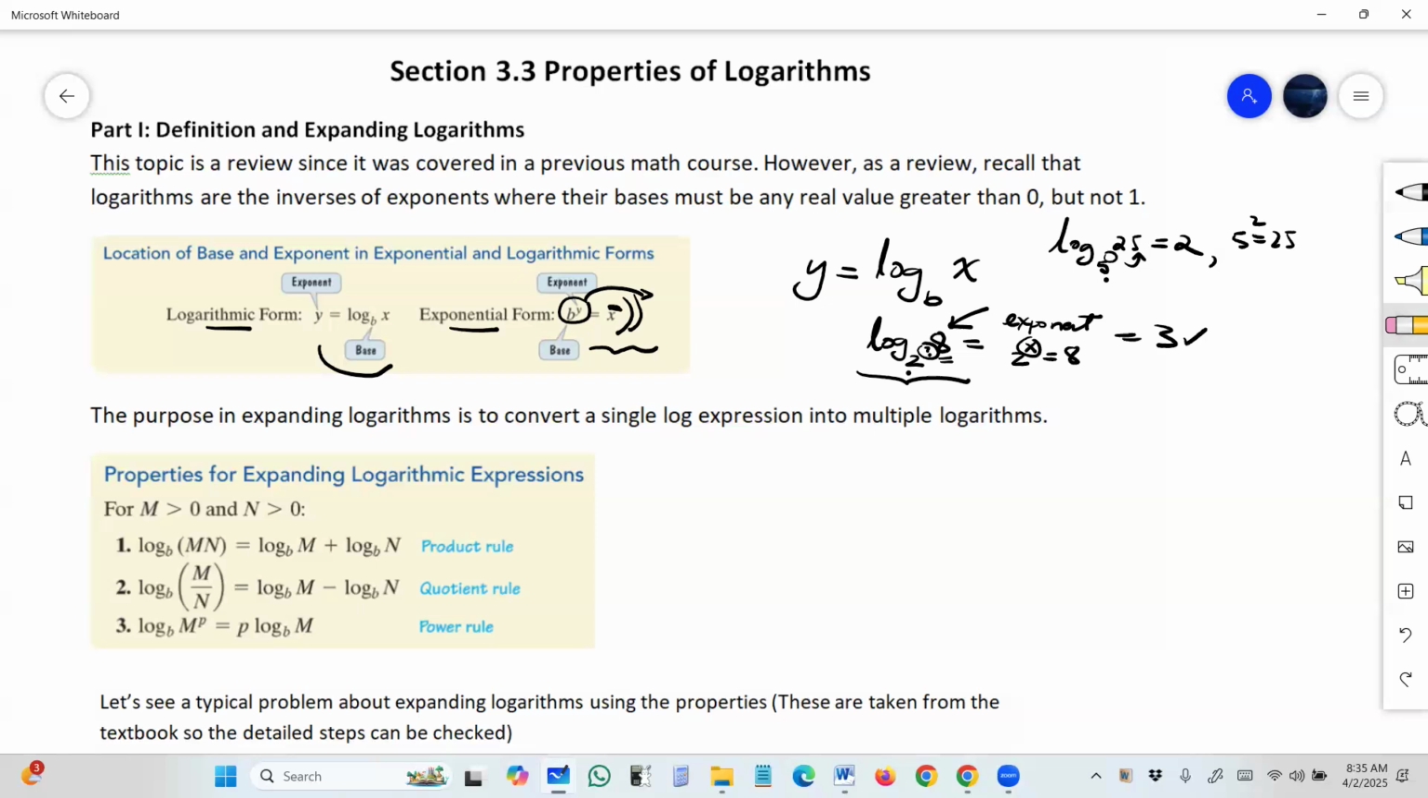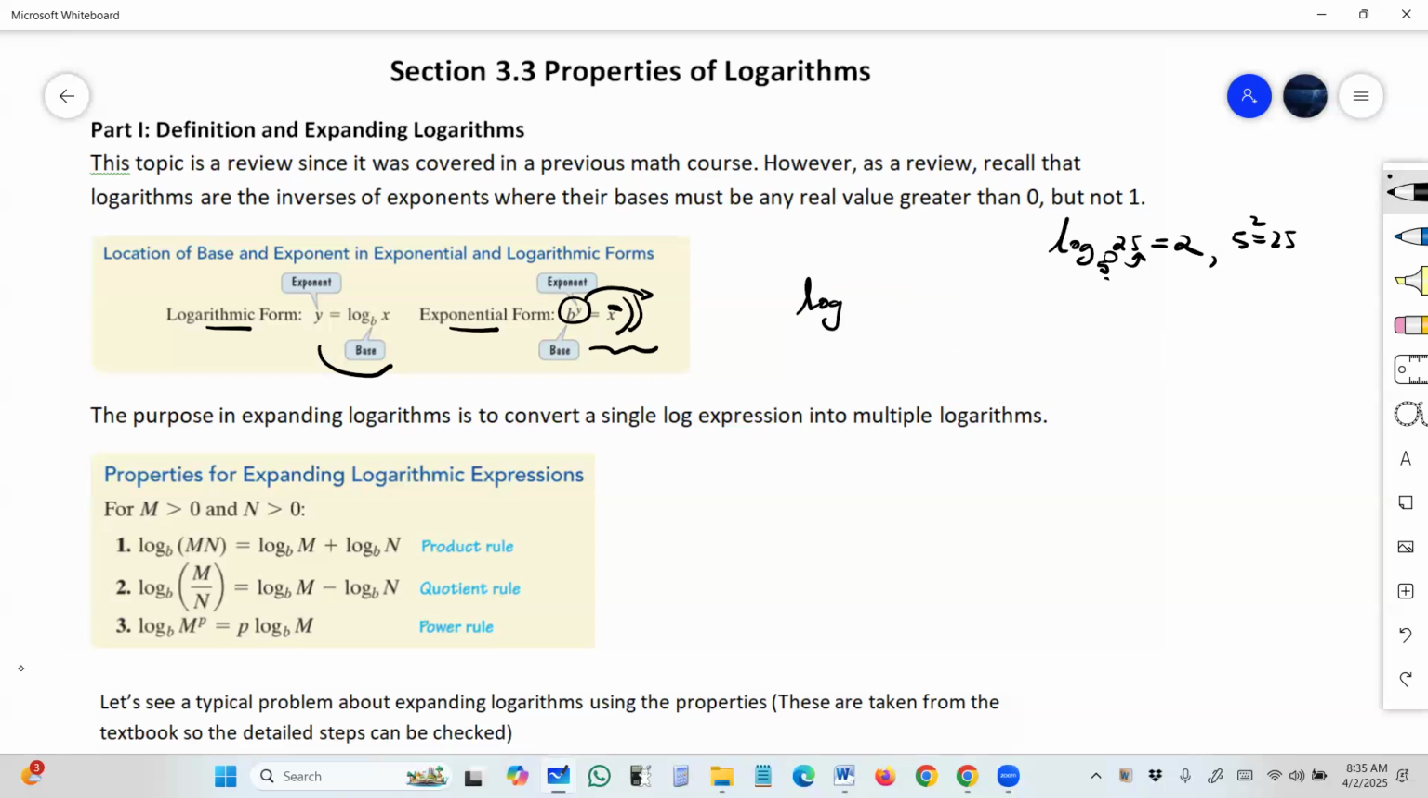Maybe one more example for you to see. How about log base 7 of 1? Again, the answer is the exponent. What exponent do I need to put here in order to get 1? Well, obviously, the answer is 0, because 7 to the 0 is 1.